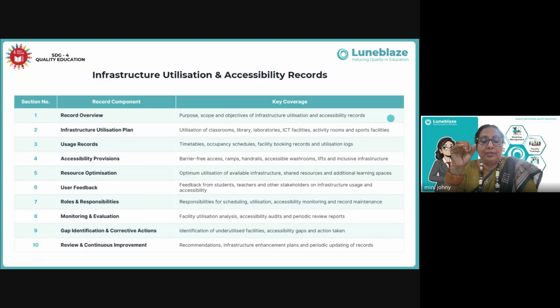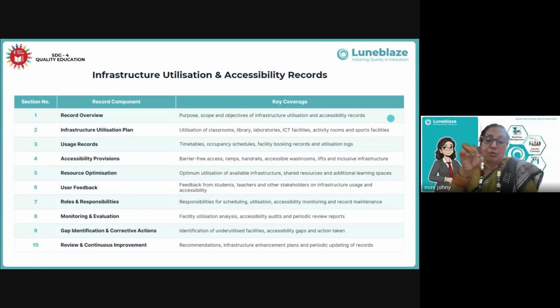Responsibilities for scheduling, utilization, accessibility, monitoring, and record maintenance. Monitoring and evaluation: facility utilization analysis, accessibility audits, and periodic review reports. So the report should always be periodically reviewed. Means the resources should be periodically reviewed. That is one of the most important things we should learn. See, we know academic auditing, but in the same way we should also know infrastructure auditing.